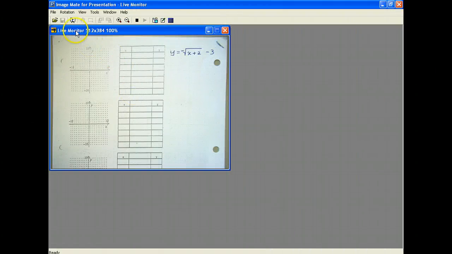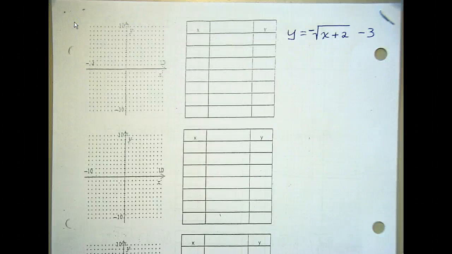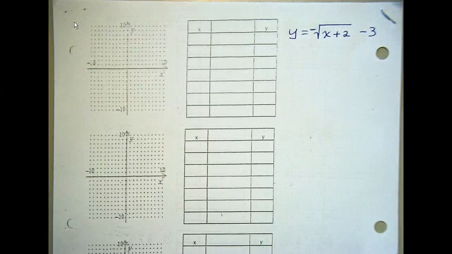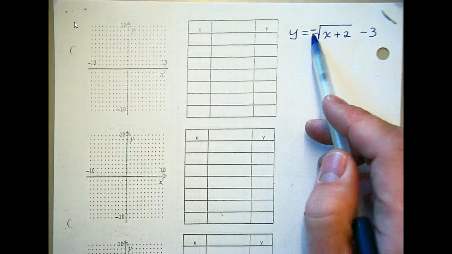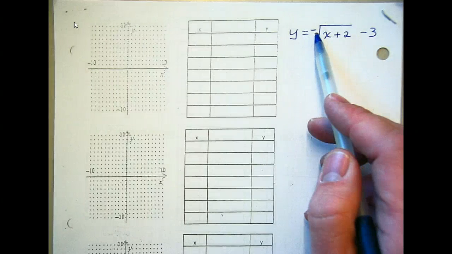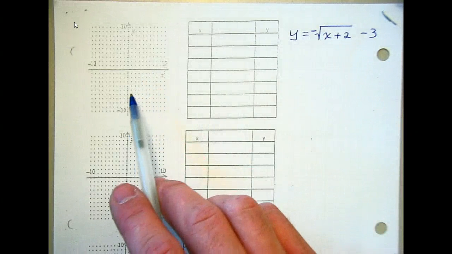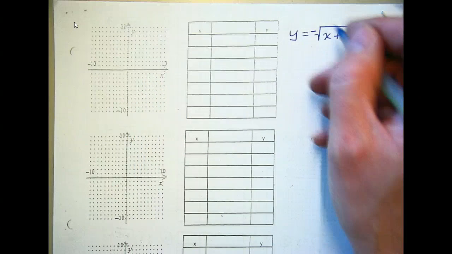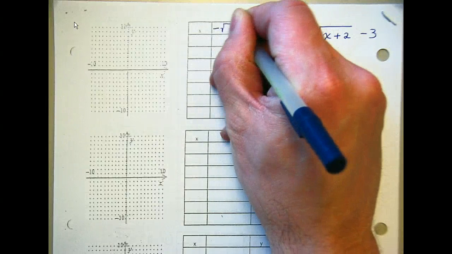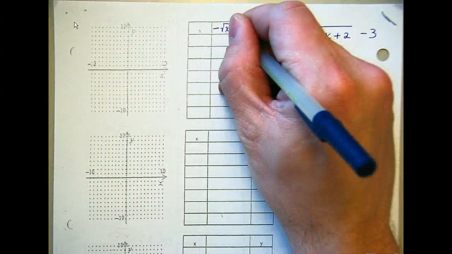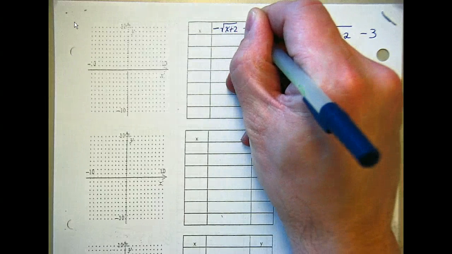Okay, so what's the difference with this one compared to our other ones? Alex, what do you got? Okay, good. Looking at the equation, yeah. Good, there's that negative outside the square root. And as Alex said, that's going to change the picture that we end up with. Okay, so we have now negative the root of x plus 2, all minus 3.